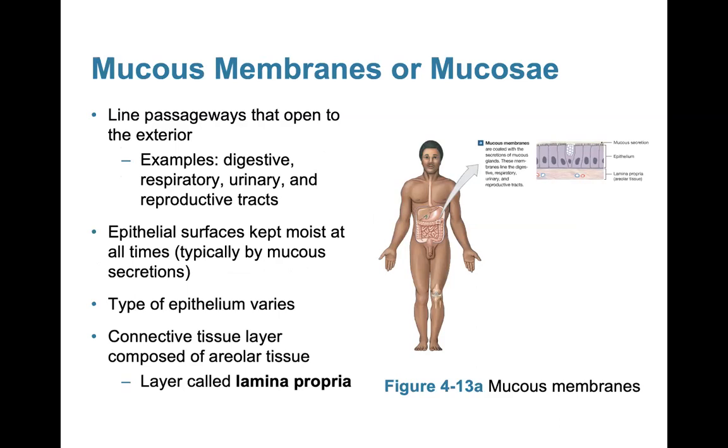Mucous membranes consist of epithelial surfaces that are kept moist at all times, typically by the secretion of mucus. The type of epithelial tissue varies, meaning is it simple squamous or is it stratified squamous? That's the type that can vary. And then most likely the connective tissue layer that underlies the mucous membranes is going to be areolar tissue, and that's referred to as the lamina propria.